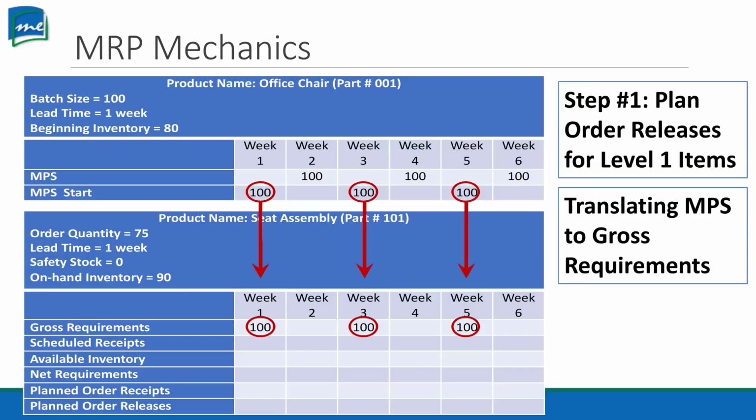Well, every chair needs a seat. So it says here, our order quantity is 75. It takes a week to get in. We have 0 as a safety stock, and we have 90 on hand currently. So our gross requirements are our production here. So on weeks 1, 3, and 5, we need at least 100. So that just is a straight down line. Now, if you need multiples of that, then you would multiply it. It might be by 2 to 4, 10, whatever you need.